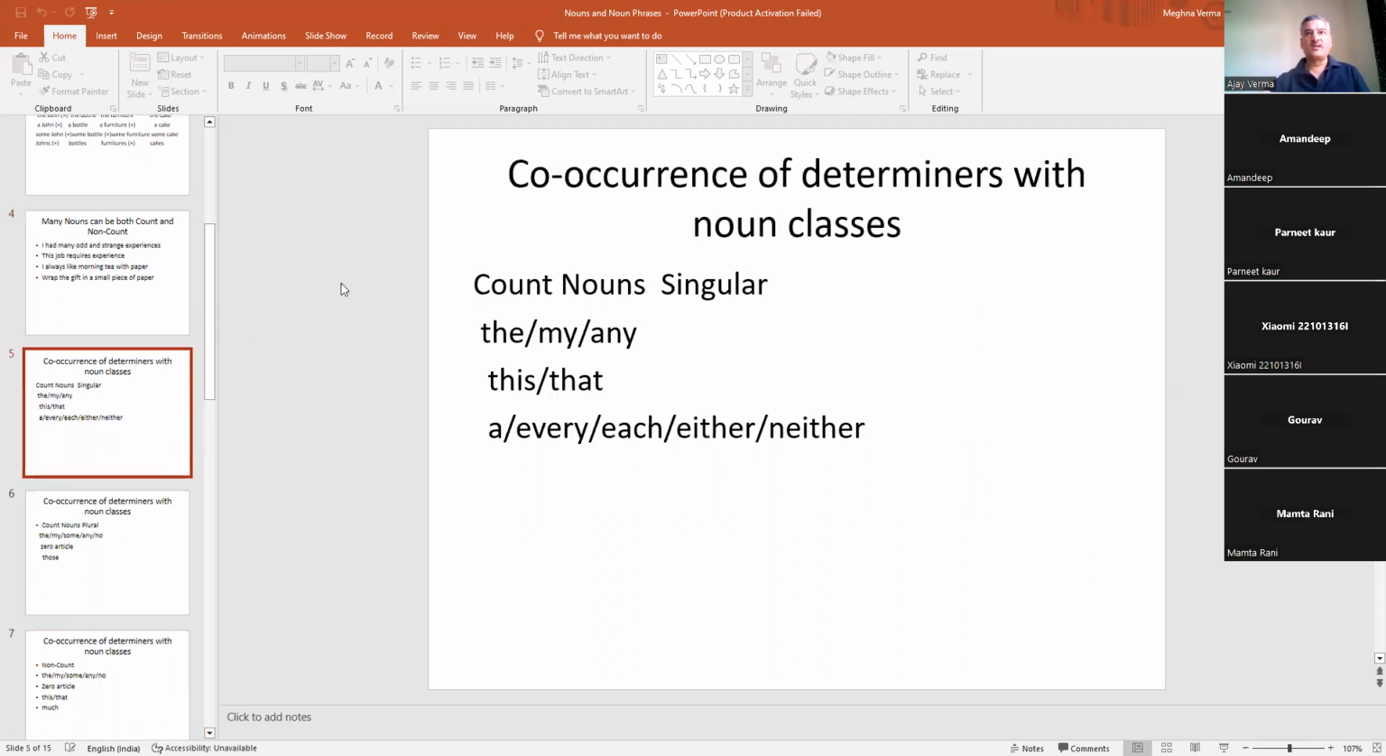Let's go on to the next slide. Co-occurrence of determiners with noun classes. Now, in these 2-3 slides, I have tried to follow the book and organize the different nouns in relation to their use with determiners.